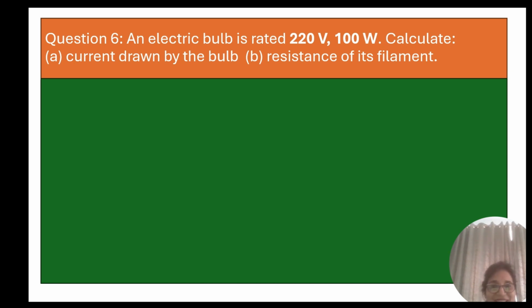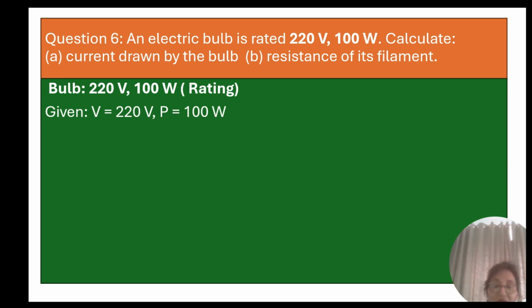Question number 6. Here, an electric bulb is rated 220 volt and 100 watt. You need to calculate the current drawn by the bulb and the resistance of its filament. First, write what is given. What is given in the question, students? That is 220 volts, and the power is mentioned. It is 100 watt. So current, we need to find it out.